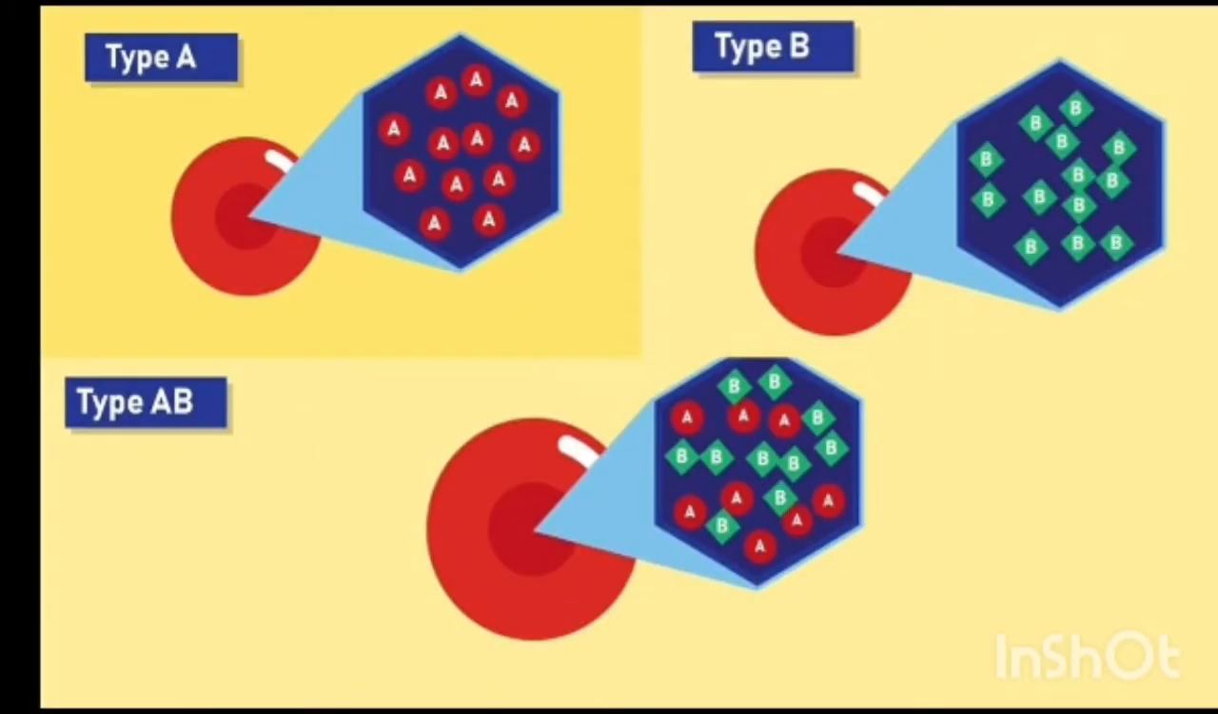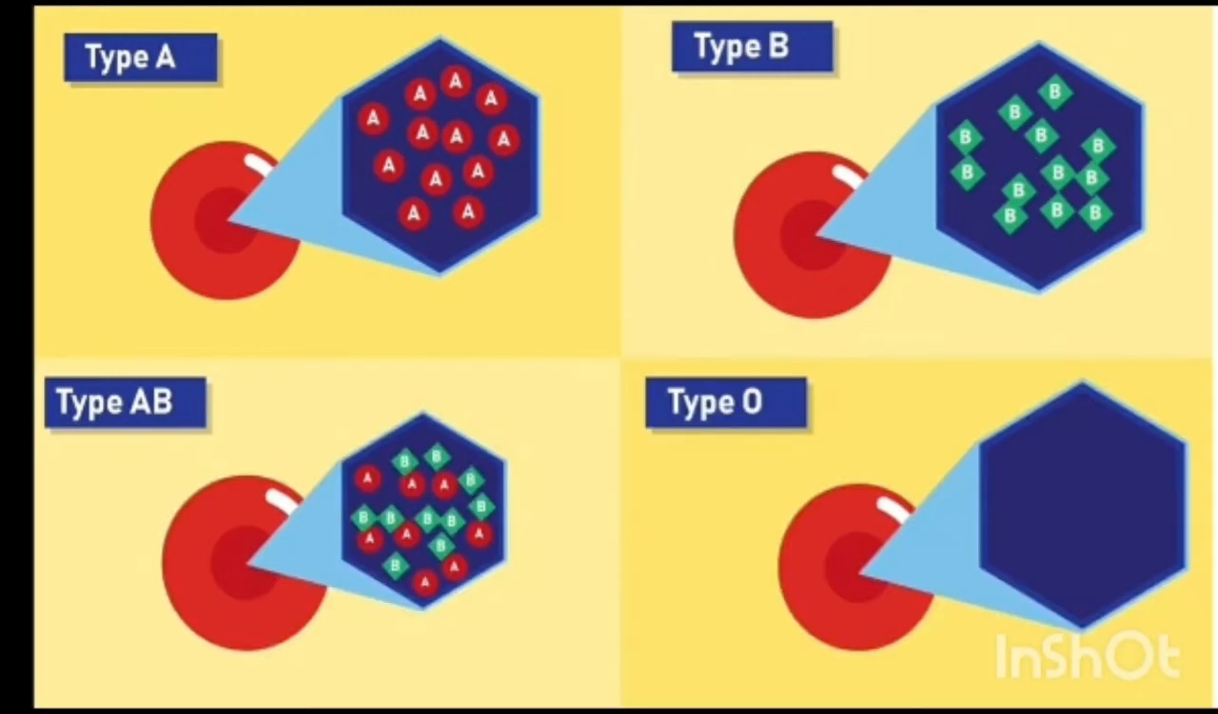In the AB blood group, the outer membrane of RBC consists of antigen A as well as antigen B. So that's why this blood group is called the AB blood group. And the O blood group does not consist of any type of antigen. So on the outer membrane of RBC, in the case of blood group O, there is no antigen.